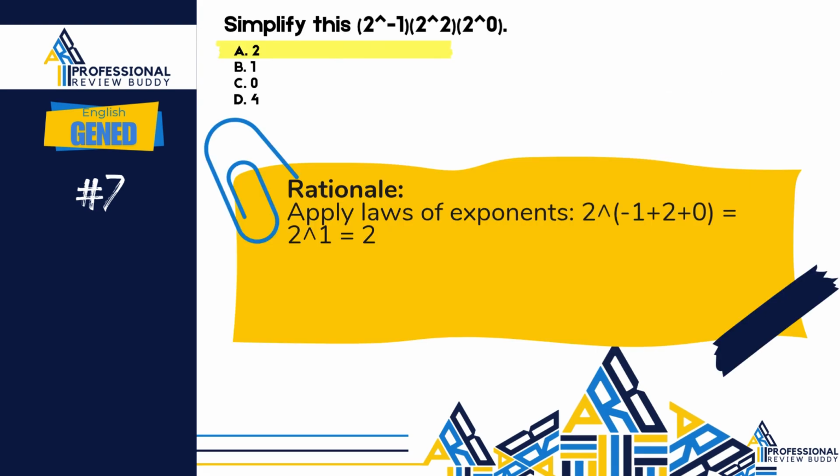Simplify this: 2 to the power of minus 1 times 2 to the power of 2 times 2 to the power of 0. Apply laws of exponents. 2 to the power of minus 1 plus 2 plus 0 equals 2 to the power of 1 equals 2.